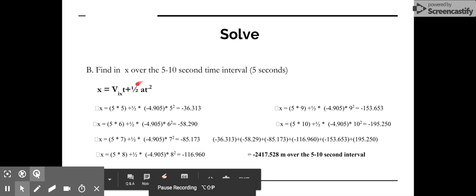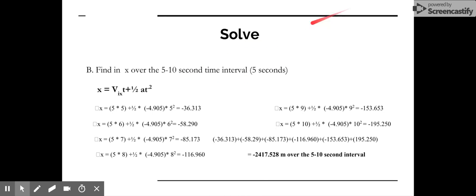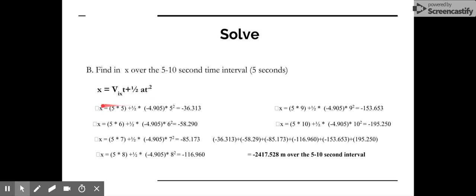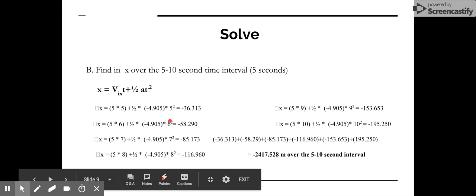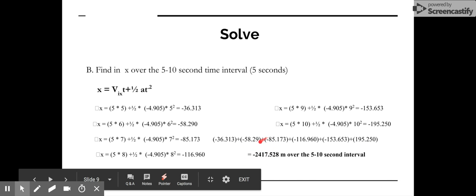And then solve for the second problem, which is finding delta x over the 5 to 10 second interval. And in order to do that, we need to do 5 different things because it's over the 5-second period. So you have to plug in 5 here, 5 here, and these are the only 2 parts of the equation that I'm manipulating, the time values. And I put 6 here, and so on and so forth. And once I get to 10, I sum up all of the delta x values to get a grand total of negative 2417.528 meters over the 5 to 10 second interval.